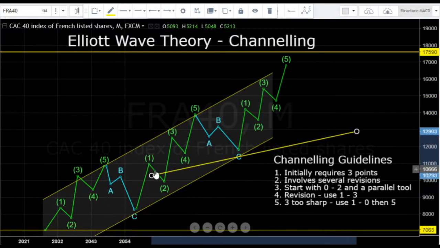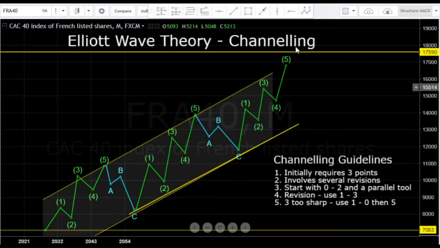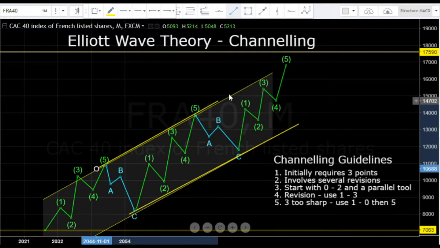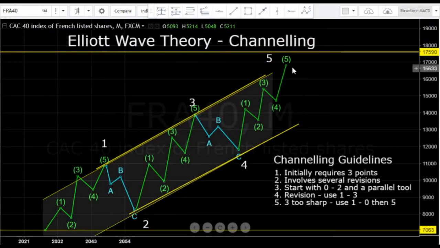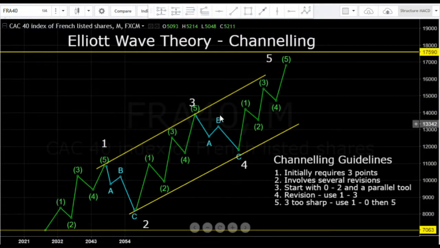And we can take that line out and put it up there and join the end of 1 to the end of 3. Okay, so I've just put these numbers in so we know where we are. So we've joined the top of 1 to the top of 3, and we've dropped our parallel channel tool down, and we've ended up with this.